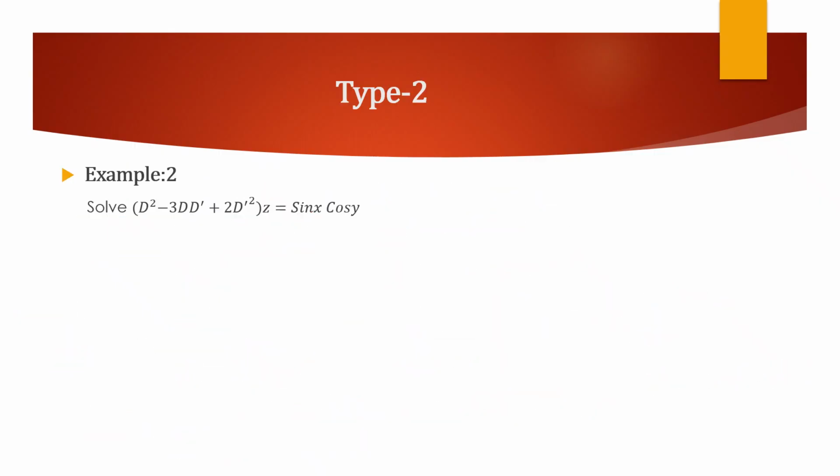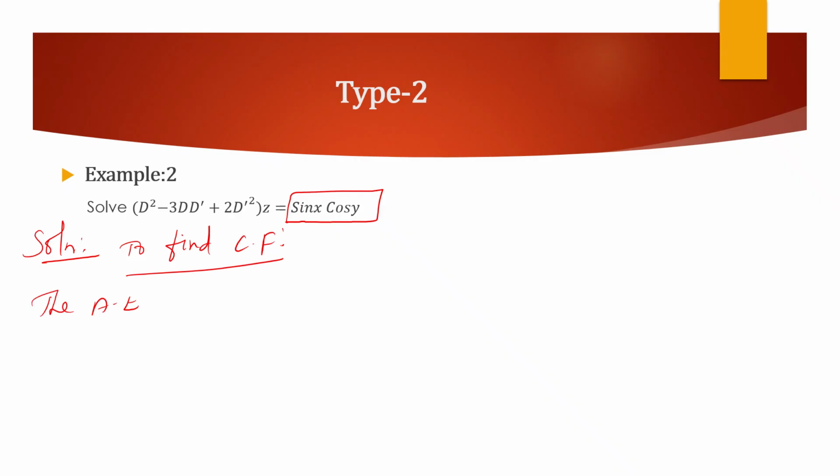Here we are going to solve the given equation. On the right hand side we have a product of two terms, that is sin x and cos y. So first let us see how to solve this. Since we have both left hand side and right hand side, by considering the left hand side we are going to find the complementary function. To find the complementary function, first we have to write the auxiliary equation.